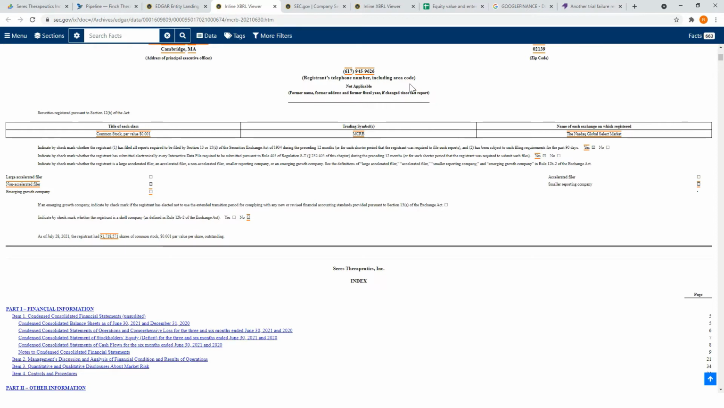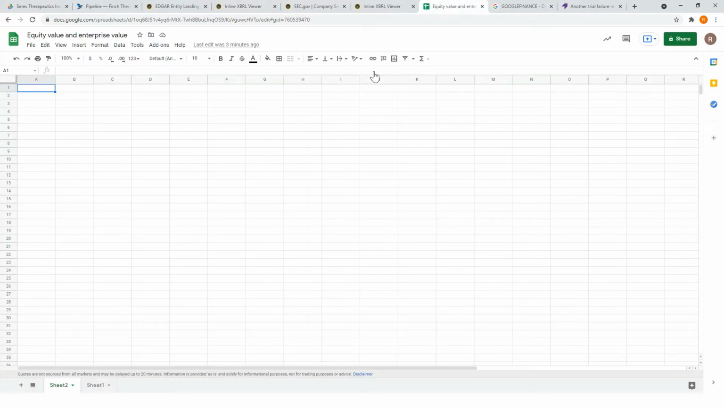Okay, so let's take this information and put it into our spreadsheet. So 91.7 million shares outstanding, put that here. And then we need the price per share. The latest price per share is $6.56. I won't format this now, but I have another sheet that is formatted that we'll use later. So there's a market cap of $601.5 million for Series Therapeutics. Okay, just a super quick, simple example.